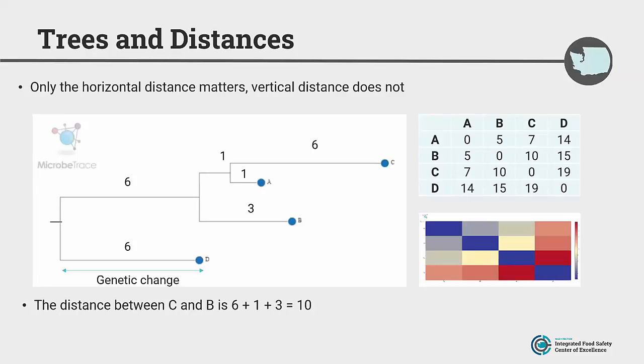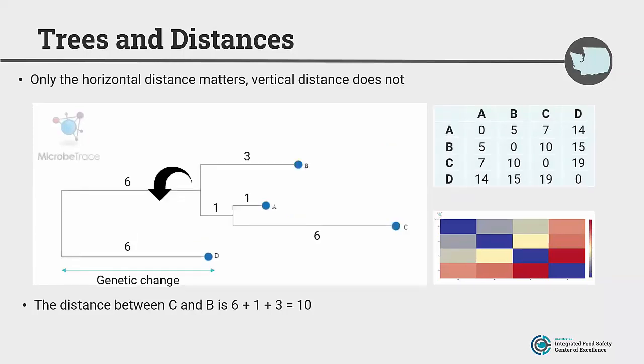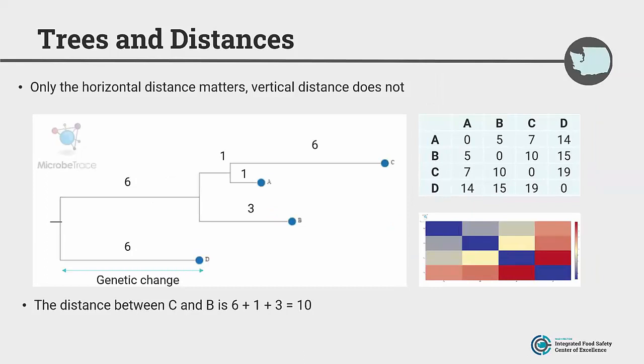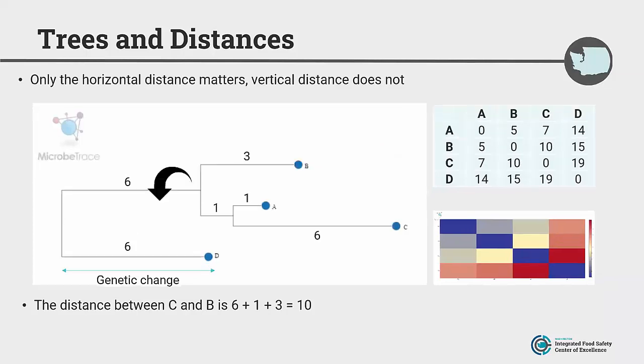So one thing to note about trees, we mentioned that only the horizontal distance matters, not the vertical distance. So you can actually flip the tree at any of your internal nodes, and it means the exact same thing. So if we go back, we can see here we have C on top, and then A, and then B below it. But if we flip that whole clade around, where we have C on bottom, and then A, and then B, if we do our summing of our horizontal distances, you'll see that it's still 6 plus 1 plus 3. It's just a different way of building the tree.